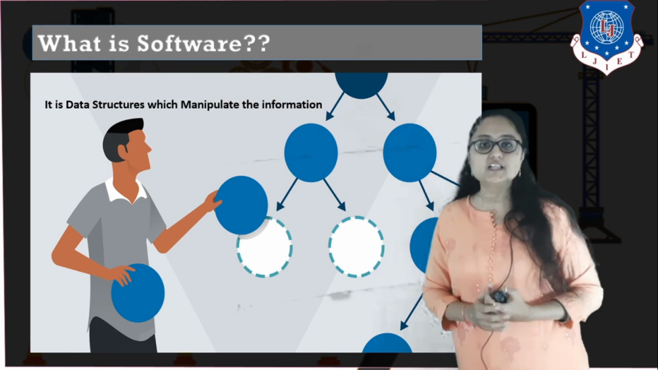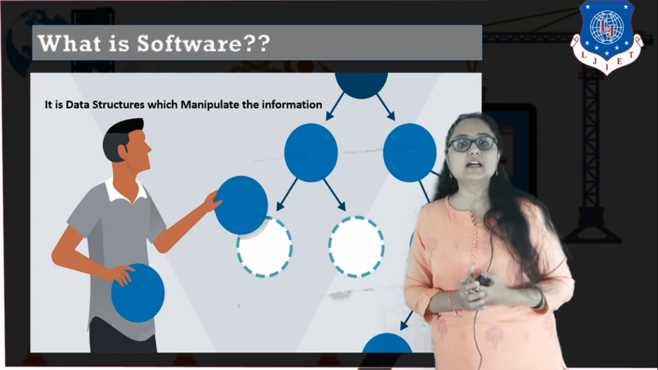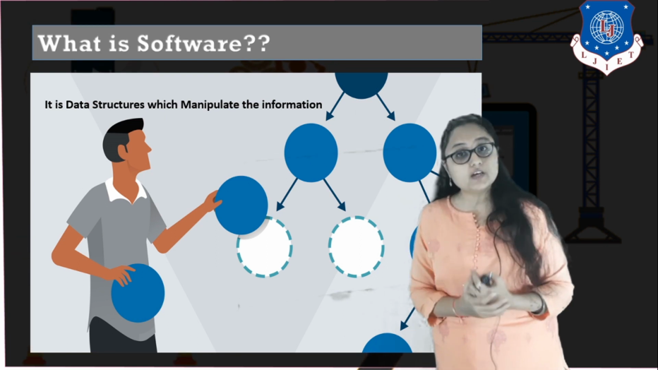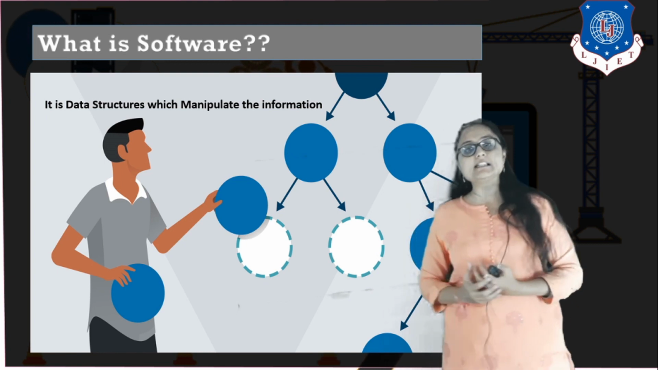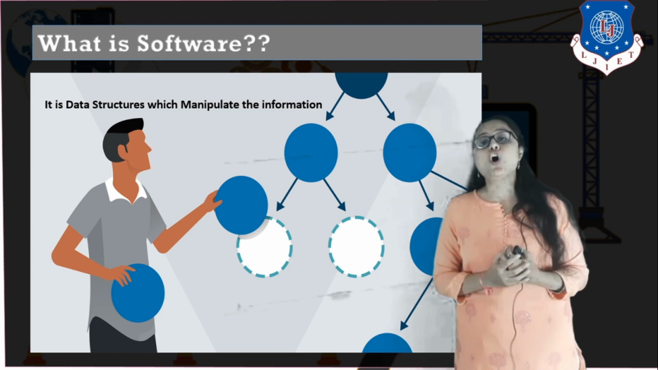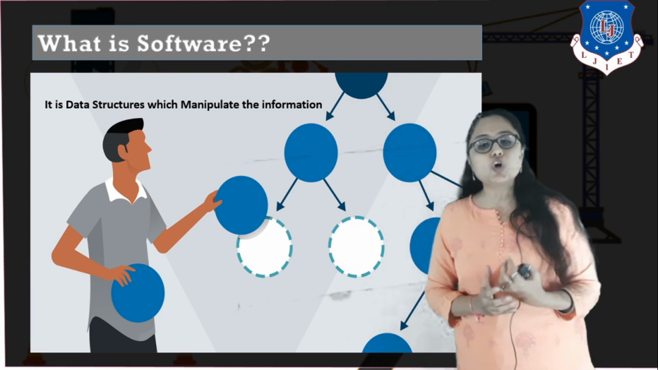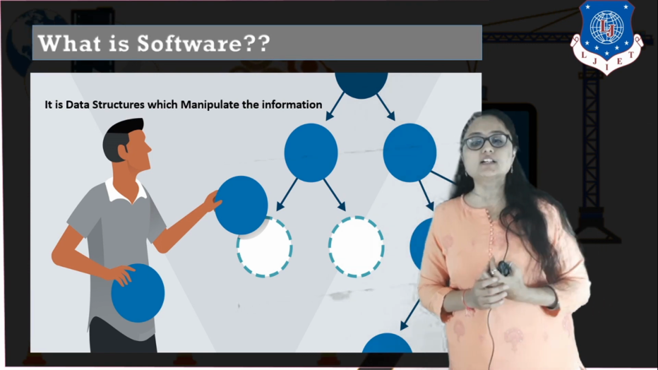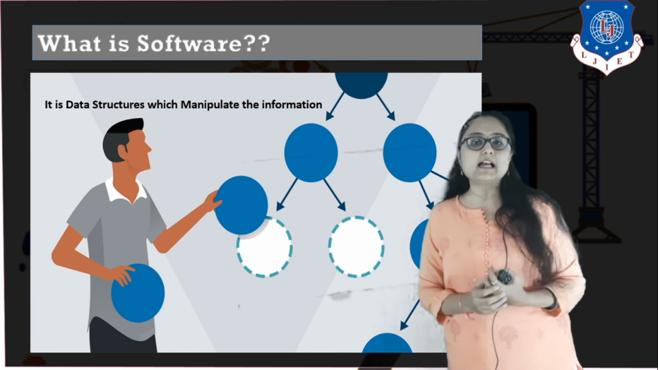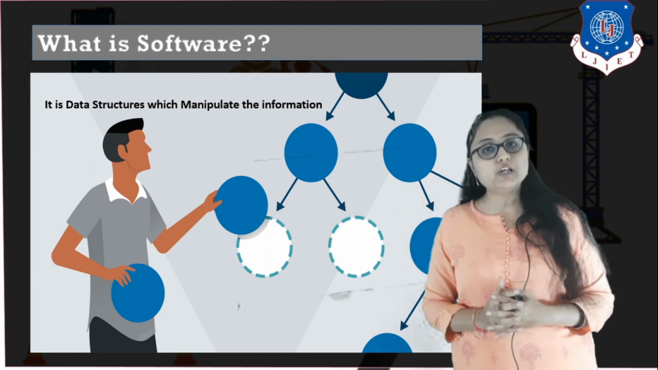Now the next thing that software is, it is basically data structure. You might have studied data structure as a whole subject in your third semester, and you know the actual definition of data structure. Now why are we calling software a data structure? Software basically is not a data structure, but it consists of a majority of data structure. And why is data structure used in software? Because data structure helps to manipulate the information, right? It is a mathematical and logical model which you use for manipulating the information.